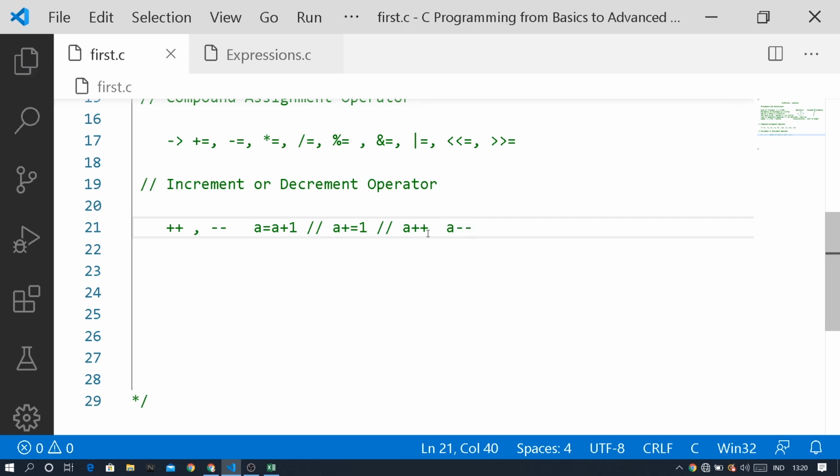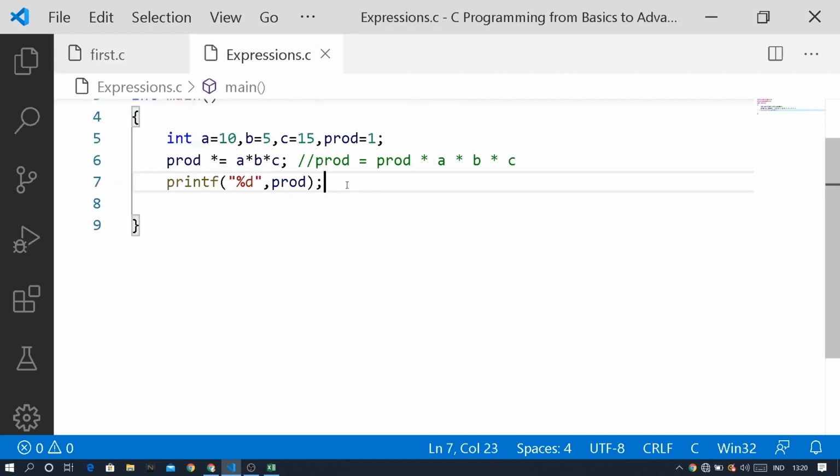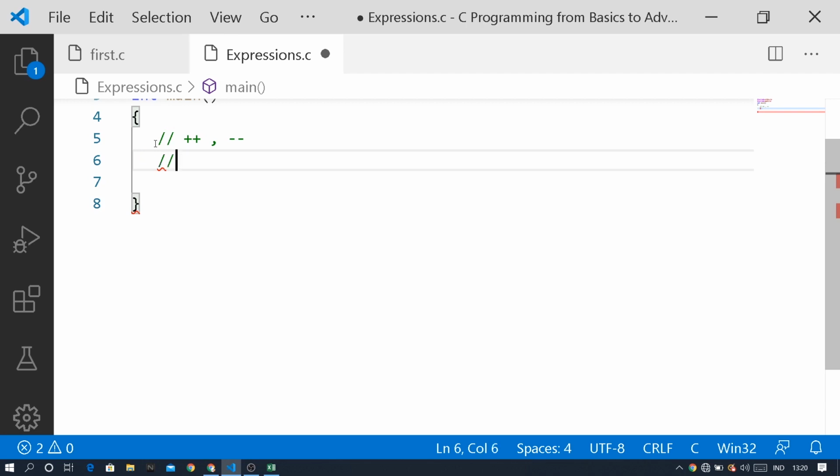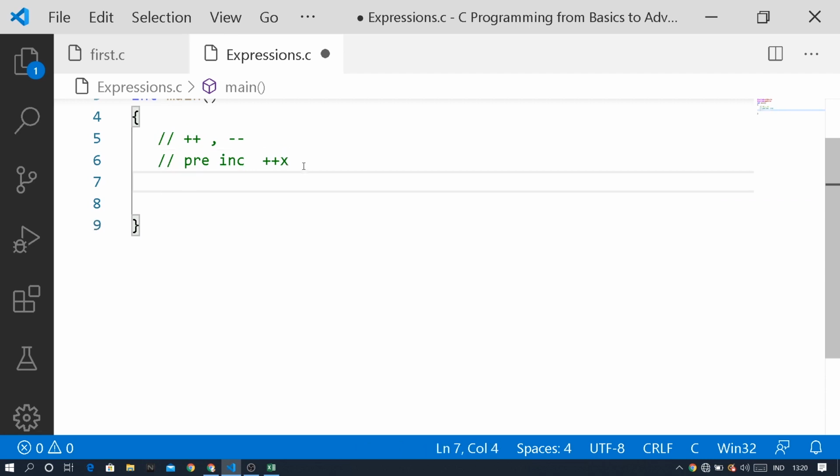Inside the increment and decrement operators, there are only two operators available, which are plus plus and minus minus. But there are 4 classifications using these operators. The first classification is pre-increment. What is pre-increment? For example, plus plus x. The plus plus operator has to occur before the variable itself. If that is the case, then it is called pre-increment.